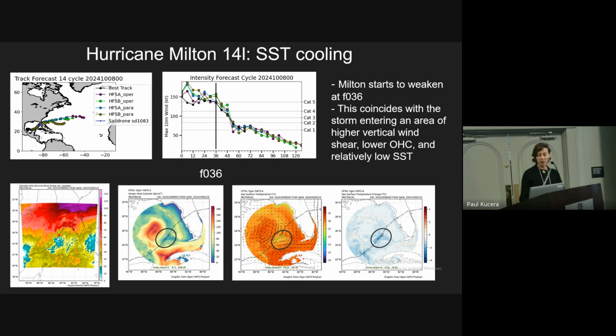After Milton reached its maximum intensity, it weakened approximately 1.5 days before landfall. And during this time, HAFS forecasted that Milton was entering an area of higher vertical wind shear, lower ocean heat content, and relatively cooler sea surface temperature that was caused by the earlier passage of Helene. And the confluence of these three things caused Milton to weaken right before landfall.